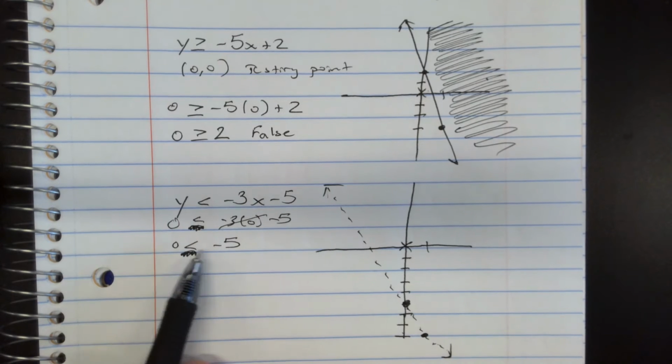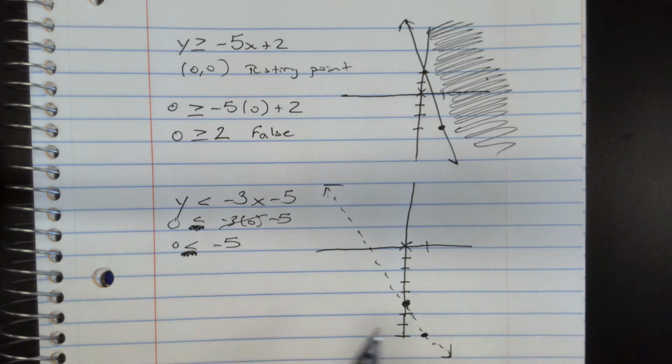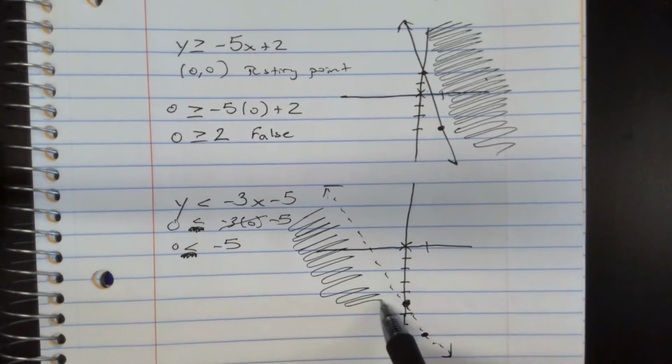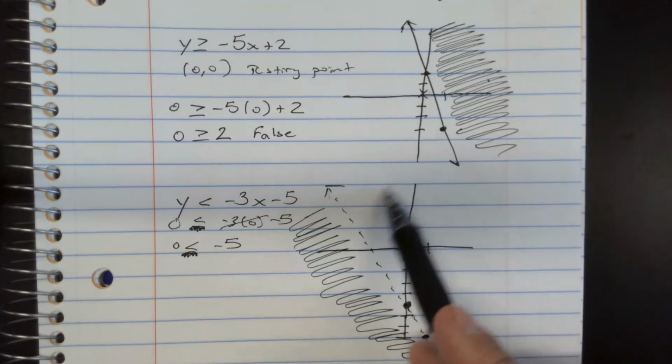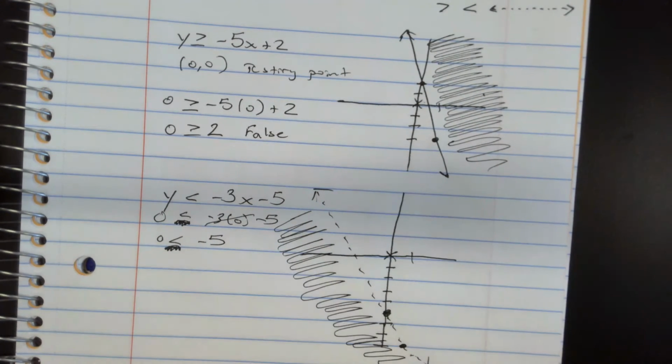So we have 0 is less than negative 5. Is that true? Wait, no, it isn't. 0 is not smaller, so if it was true, we'd shade up there, but because it's false, we're going to shade away from 0, 0. So if this happened to be true, we would shade the side of the line where 0, 0 is. But because it's false, we're going to shade down there.